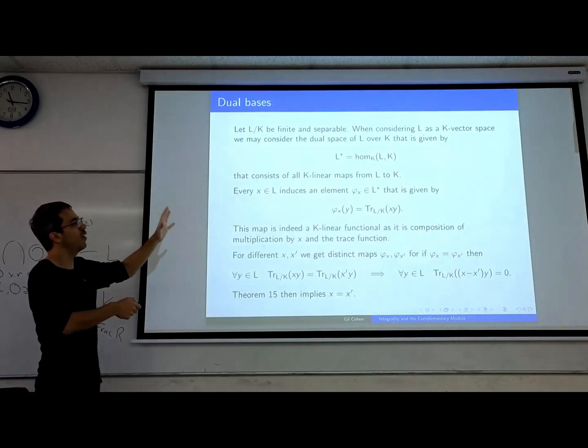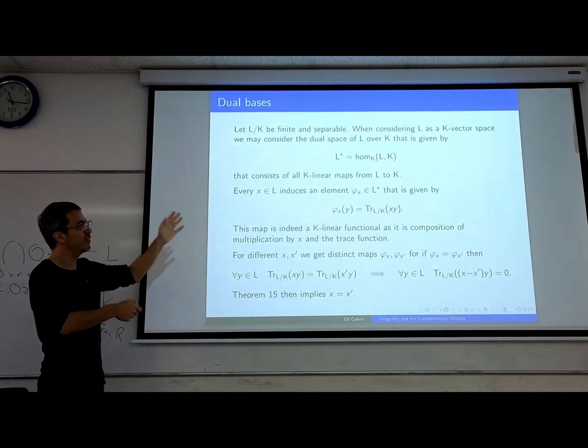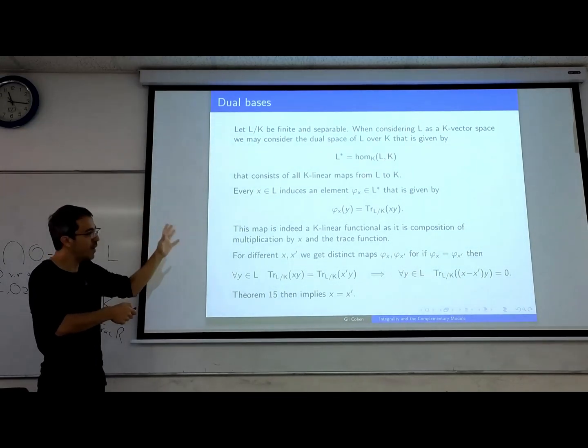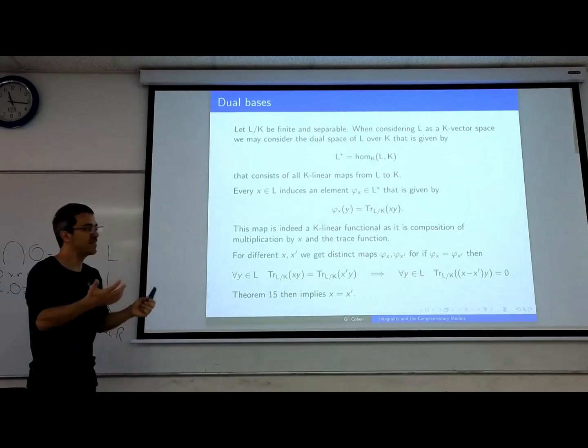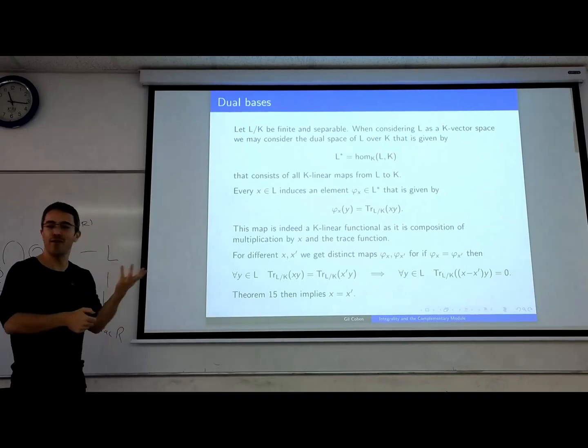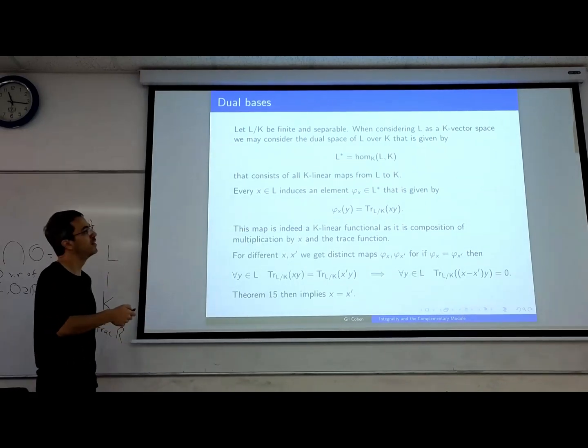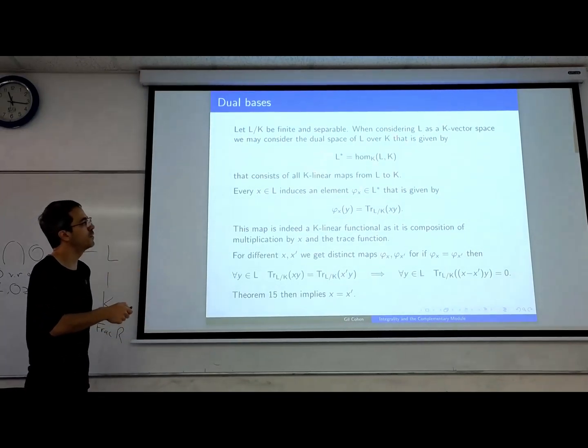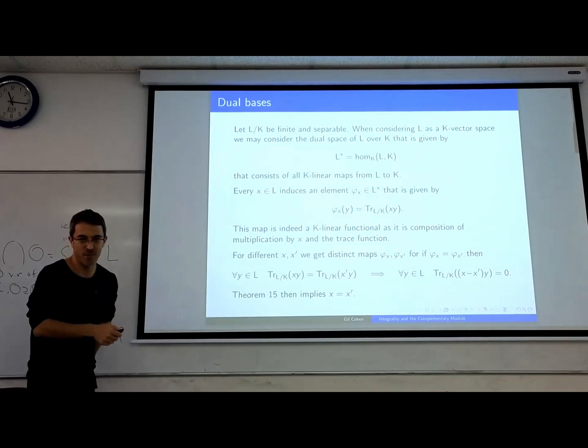So these are just all the homomorphisms from L to K over K, all the linear maps from L to K. I mean, that's the dual of a vector space in general. Even if you don't know that, you have seen it many times.